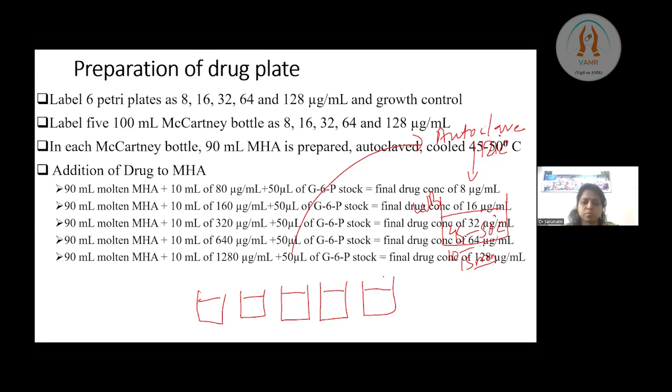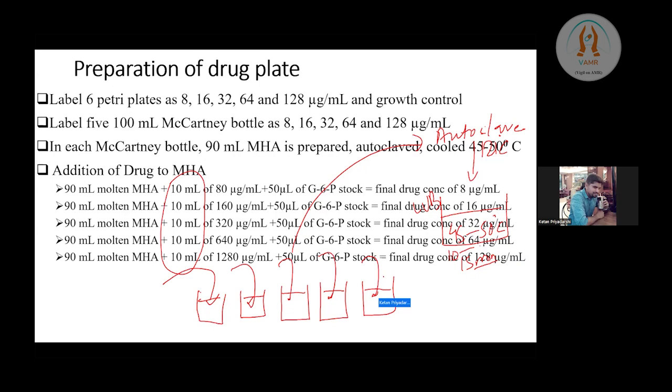Then 10 ml of drug is added to each bottle by concentration. Here I have added from 80, here from 160, here from 320. I am going to add 10 ml in each. Similarly, you can label the bottles so that you remember which to add where. After that, add just 50 microliter of G6P to each, one pipette, 50, 50, 50, 50 dispensed. One such bottle can be used to prepare either 4 or 5 plates, whatever is possible.